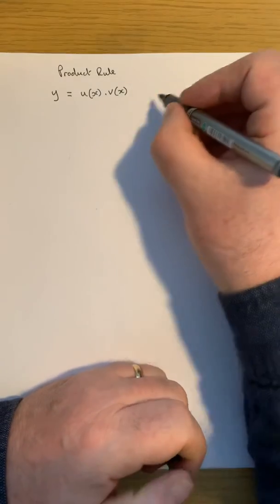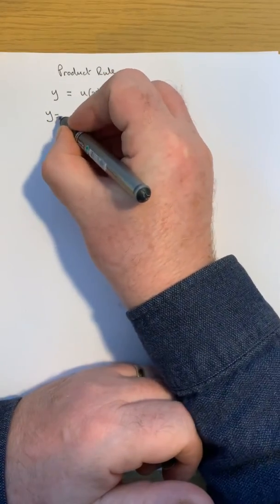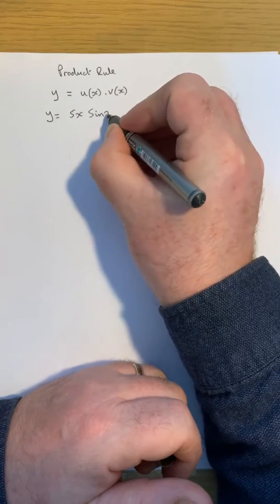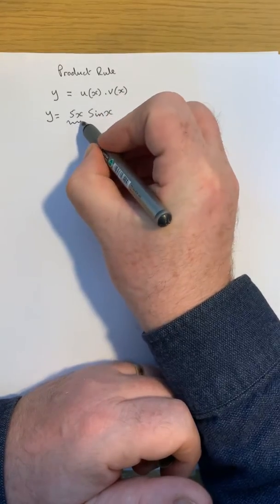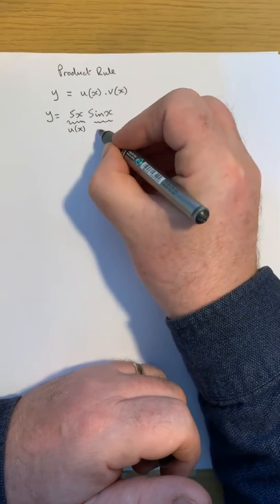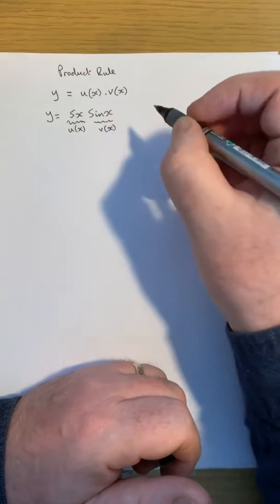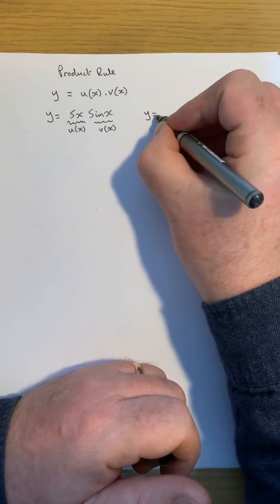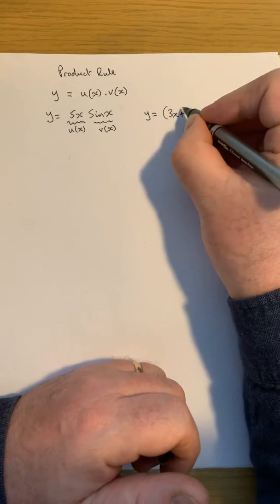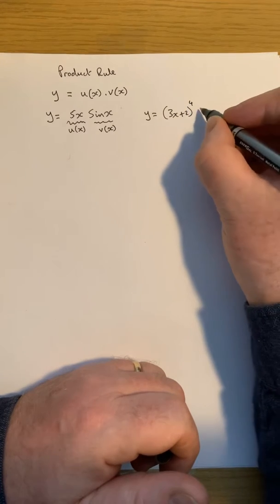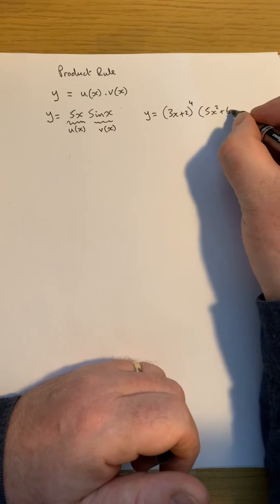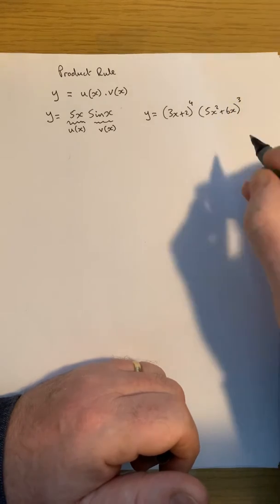For instance, maybe y equals 5x times sine x. So here would be u of x, and the second one would be v of x. Or another example would be y equals (3x plus 2) to the power of 4 times (5x squared plus 6x) to the power of 3.